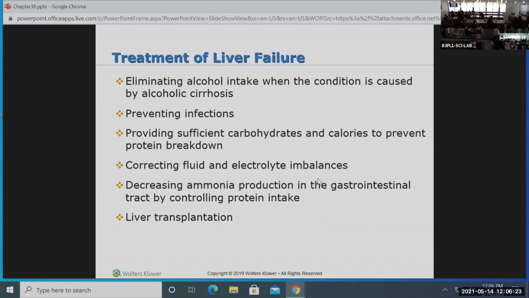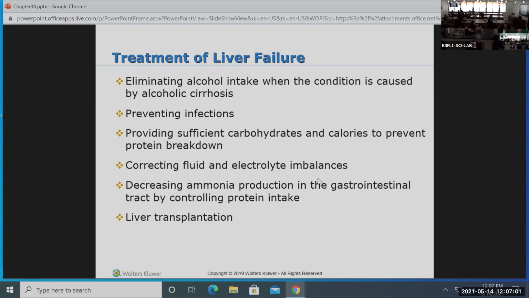How do we manage and treat this patient? Treatment of liver failure: eliminating alcohol intake when the condition is caused by alcoholic cirrhosis. We need to know what the cause is, whether it is medication or food. Preventing infections, providing sufficient carbohydrate and calories to prevent protein breakdown. Because if I'm starving, my protein undergoes breakdown, my protein breakdown turns into ammonia, and ammonia is already toxic.